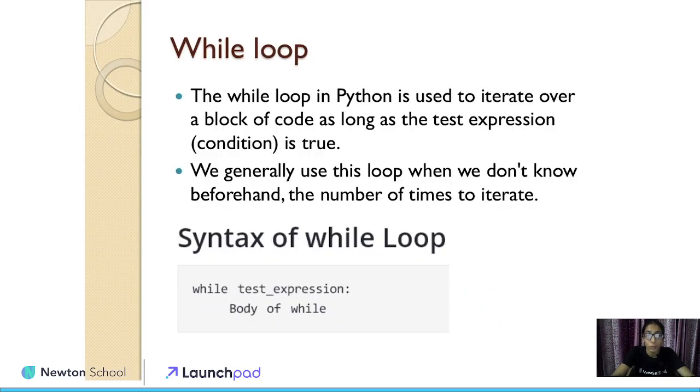So now, what is a while loop? A while loop in Python is used to iterate over a block of code as long as the test expression is true. If my expression is true, it will keep me operating in the while loop. We use the while loop basically to get the number of times to iterate.